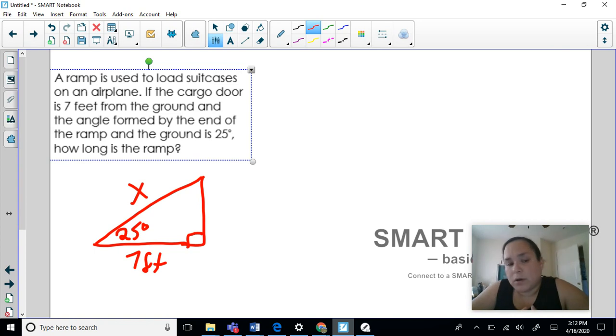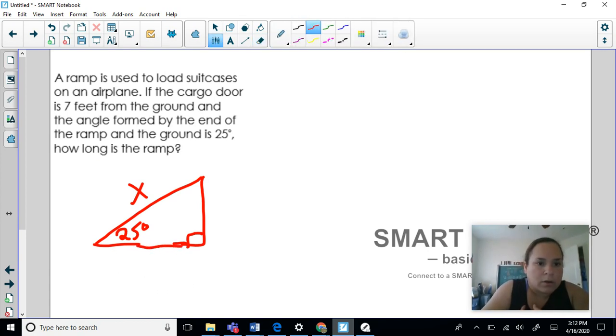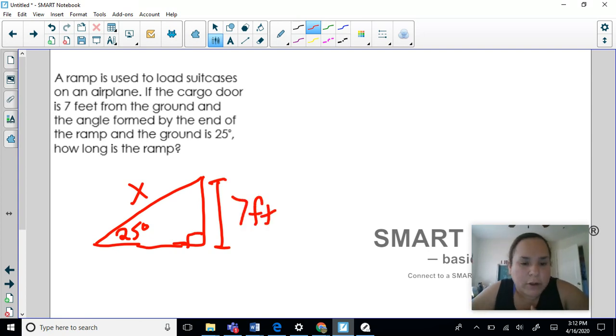Okay, so wait, hold on. If the cargo door is 7 feet from the ground, oh, I put that in the wrong place, sorry. If the cargo door is 7 feet from the ground, so that means that 7 feet from the ground would be here. So this is 7 feet. Sorry, that was a mistake of mine earlier.